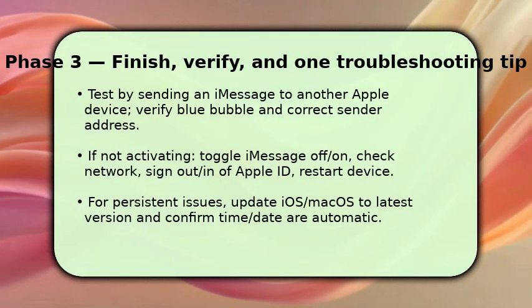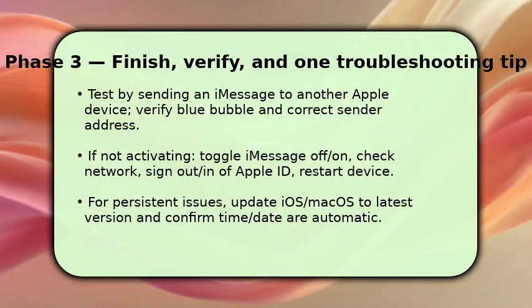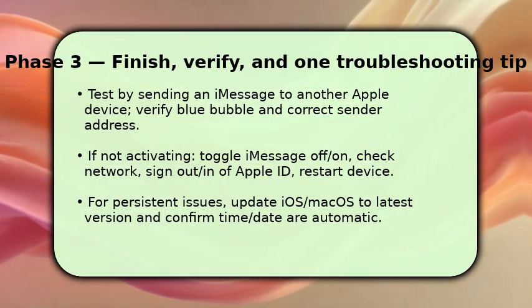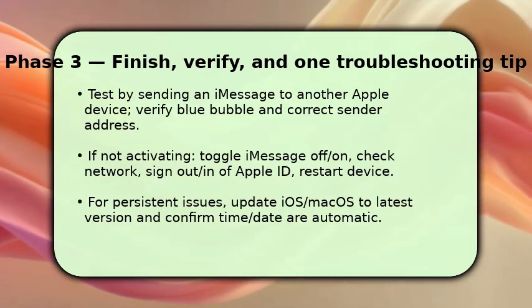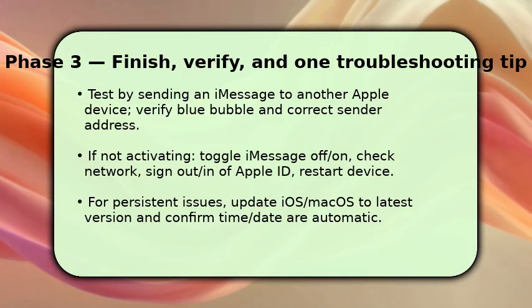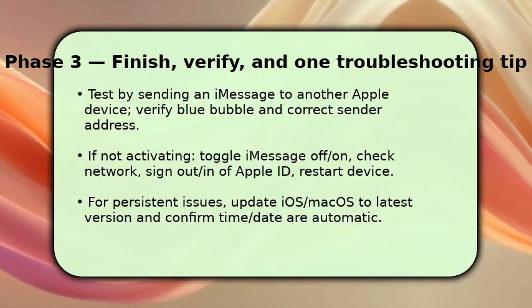Finish by testing. Send an iMessage to another Apple device and confirm the blue bubble and that the message shows your chosen sender address. If activation fails, toggle iMessage off and on, check Wi-Fi or cellular data, sign out and back into your Apple ID, then restart the device.